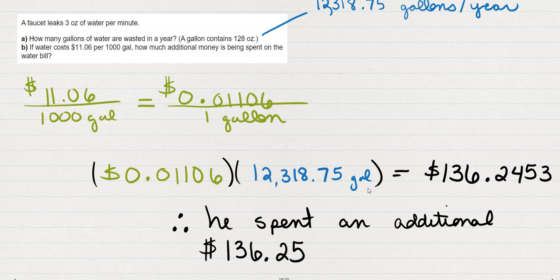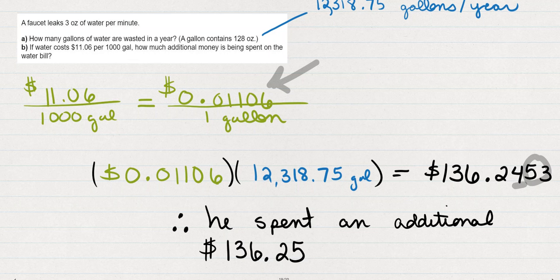Multiply it by the number of gallons, and you'd get that the amount of money wasted is $136.2453. I can round this to the nearest cent. I'd look at the 5 and see that this 4 needs to round up, so it's $136.25.